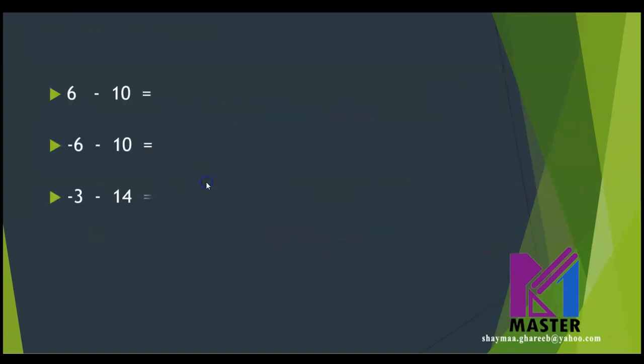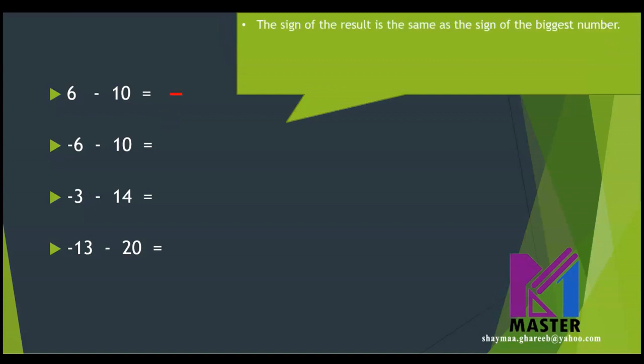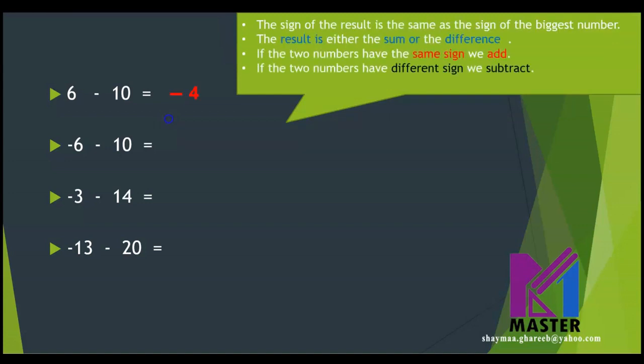Now let's have some examples before we start the new part in our lesson today. 6 minus 10, it means we are going to count backward. When we add, we are going to count forward or count on. But when we subtract, we are going to count backward. All right? So we are going to count backward by 10, starting from 6. So the answer will be a negative number, which is negative 4.